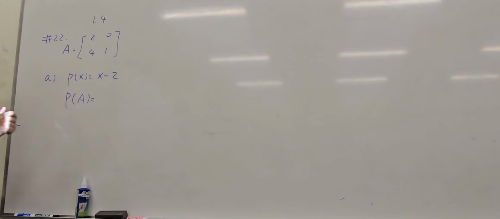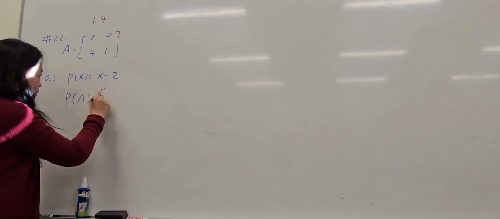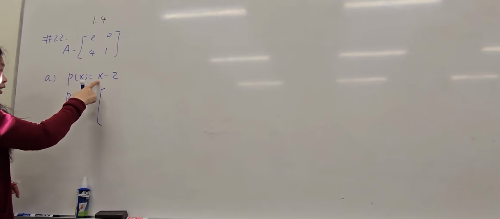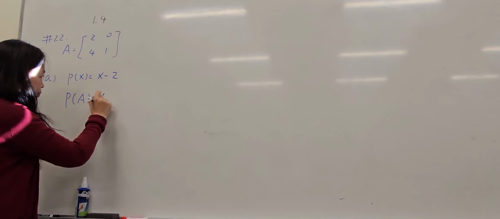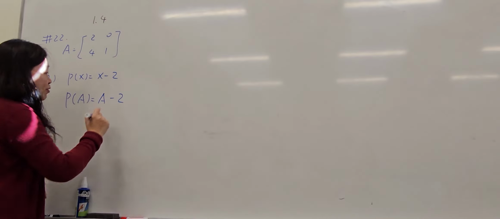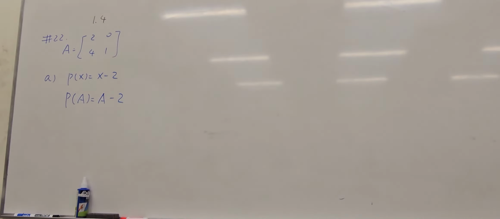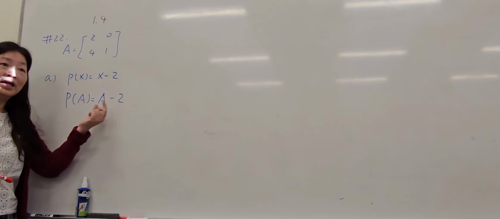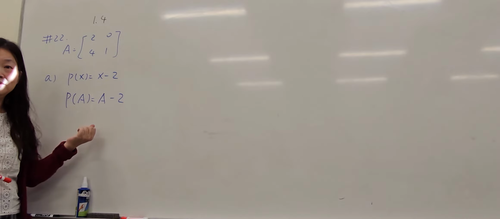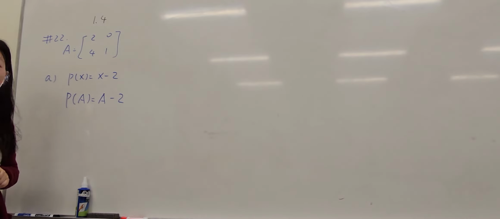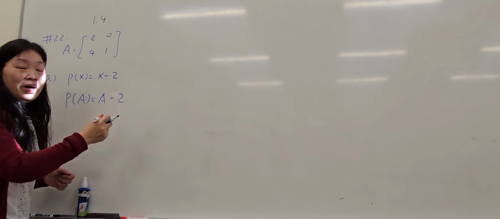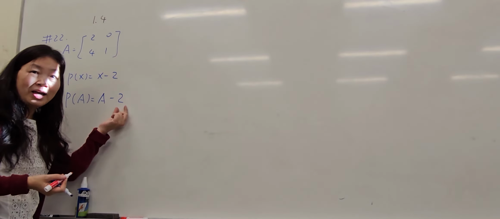Okay, so now let me answer this question. I put an A inside the x now. Oh, maybe I do one more step. Can I put A minus 2 like that? This is a matrix, this is a number. Can I do that? Are they friends? No. So what do I do? You need to make this number a matrix, right? How do I do that?